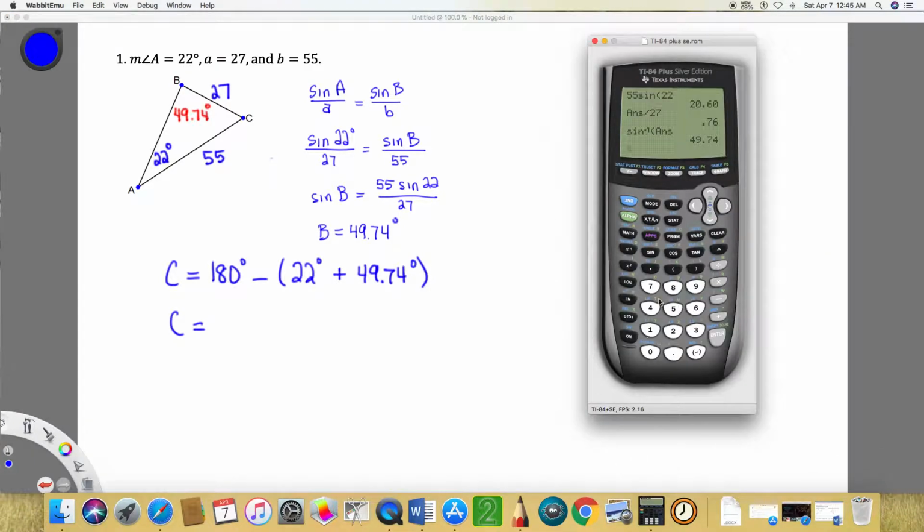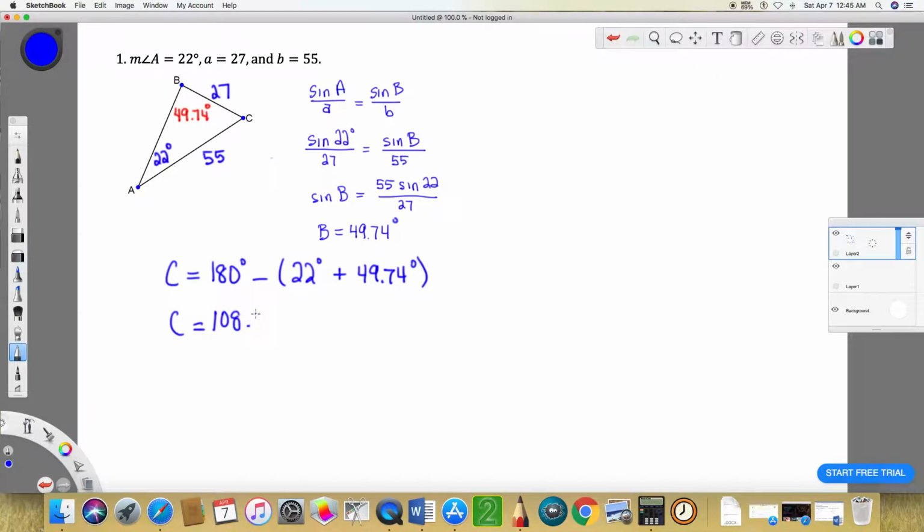So let's jump to the calculator. We've got 180 minus the sum of 22, that given angle, and that angle that we found by using the scientific calculator, the inverse. So 108.26 degrees. Let's put that in our triangle. It's kind of big, so I'm going to put it over here. 108.26 degrees.